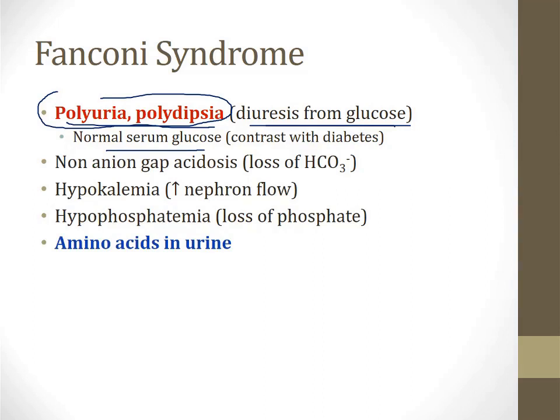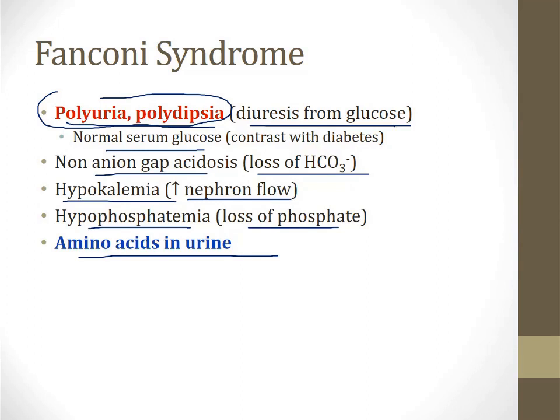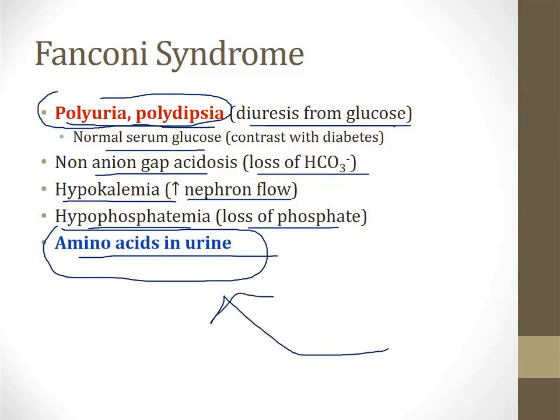You can also see a non-anion gap acidosis. This is because you're losing bicarb in the urine. There can be hypokalemia because anytime there is increased nephron flow, this leads to a loss of potassium, and we'll talk more about this later in this video. There can also be hypophosphatemia from loss of phosphate, and there can also be amino acids in the urine. And remember what I told you before, in Hartnup disease, amino acids should never be in the urine, and if you see a description of this, you should automatically think something is wrong with the proximal tubule.